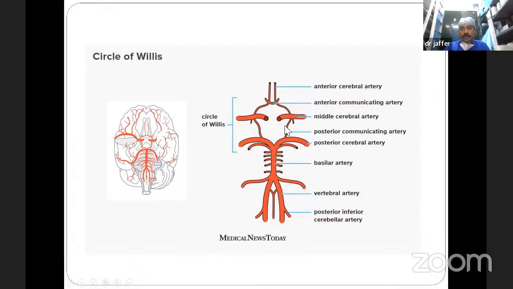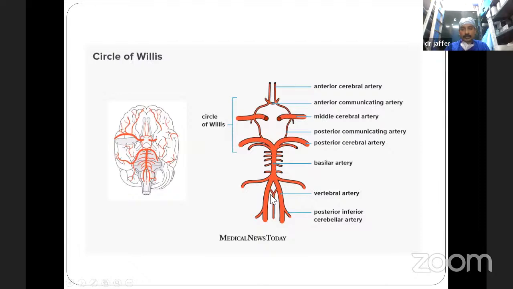Before I go into the anesthesia details, I just want to show you the circle of Willis. Why this is very important is because intraoperatively, we have to maintain contralateral circulation whenever the ipsilateral vessel is blocked. As we know, the major supply to the brain comes from the internal carotid artery as well as from the vertebral artery. The internal carotid artery divides into the middle cerebral artery as well as the anterior cerebral artery. The two anterior cerebral arteries are connected by the anterior communicating artery.